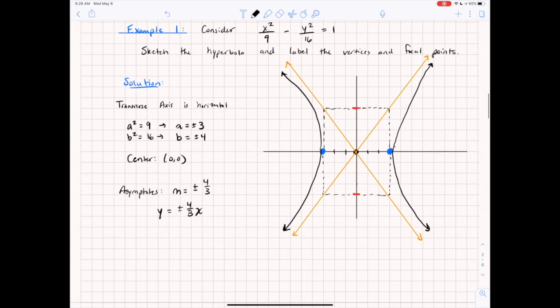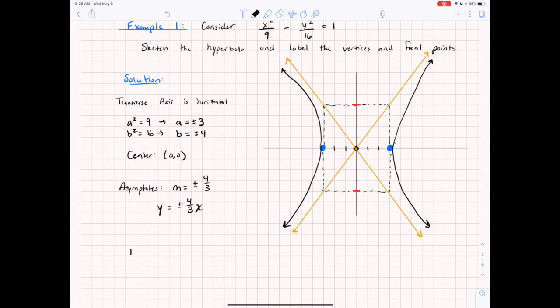So the last thing that we can really do here is find the focal points. We can find my foci and then plot them and label them. And so my foci, remember, the equation is very similar to Pythagorean. It's that c squared is equal to a squared plus b squared. So in this case, we know both of those as 9 and 16 respectively. So I get c squared is equal to 25, which tells me c is equal to 5, specifically plus or minus.